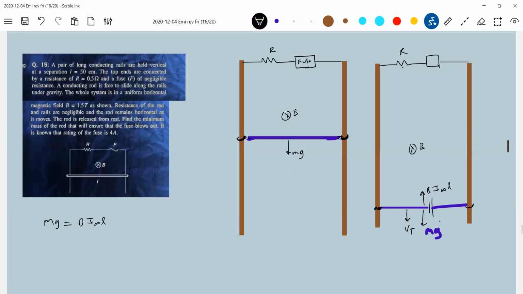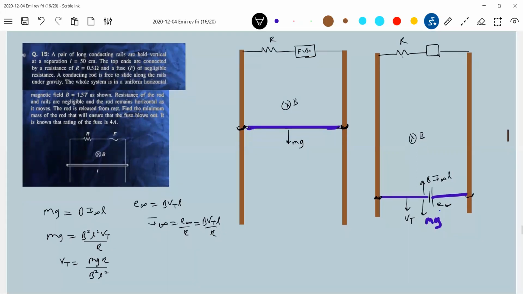Now come to this one. So what is I infinity? Again, it will have EMF induced, E infinity. So that E infinity should be equal to BvL, where v is the terminal velocity. And therefore this I infinity should be equal to E infinity by R. Substituting that, this is the terminal velocity. So the expression for speed as a function of time will end up like this, no?